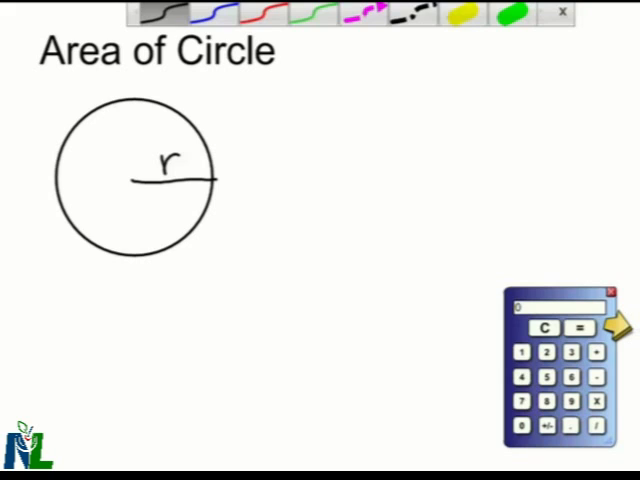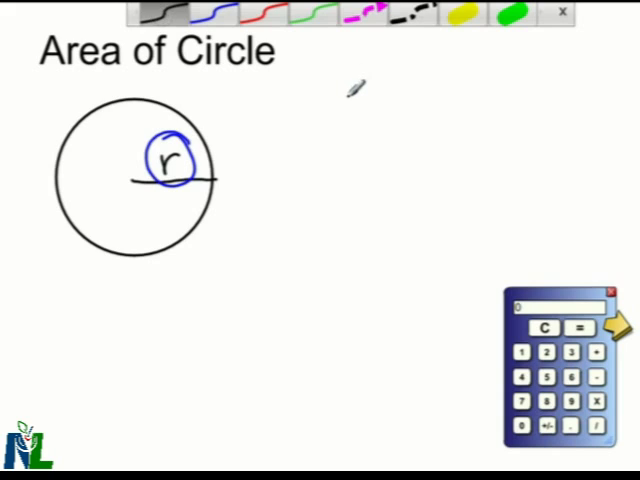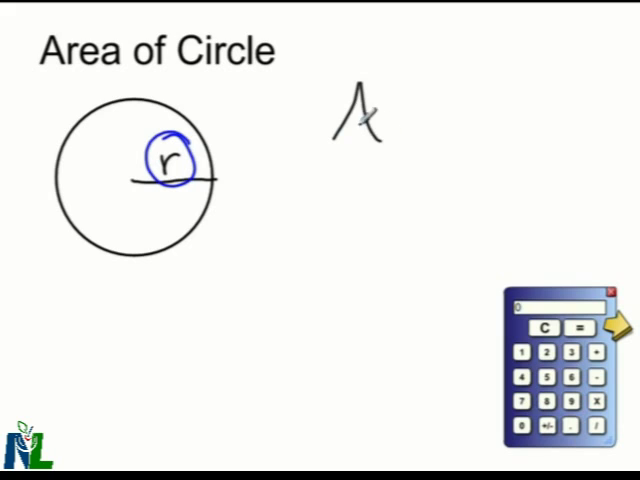Now we're going to find the area of a circle. And in order to find the area of a circle, we have to be given the radius. That's a very important piece of information. So many of you have probably heard the formula for the area of a circle: pi r squared.